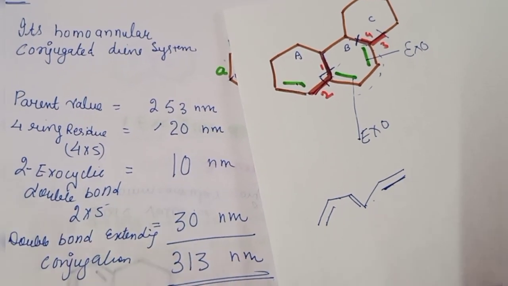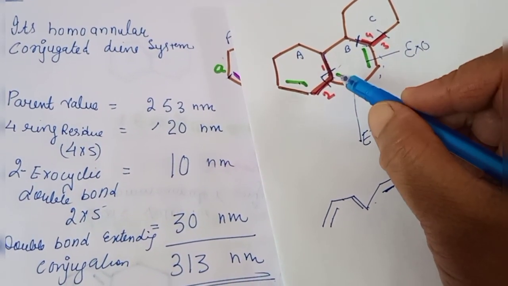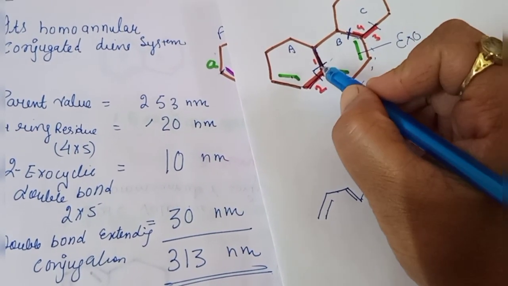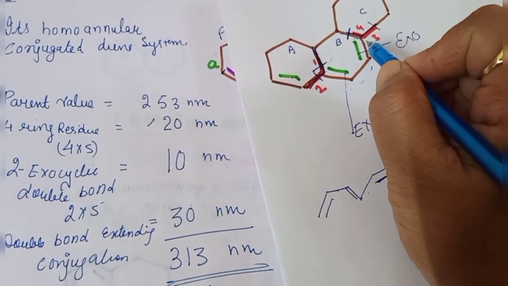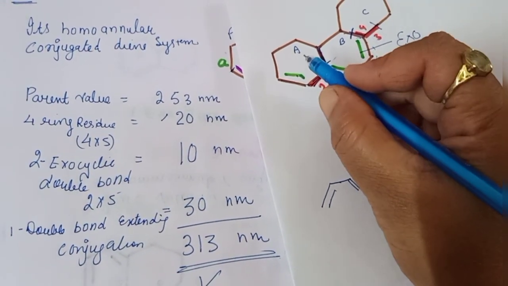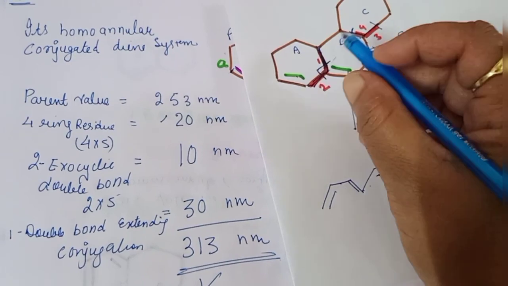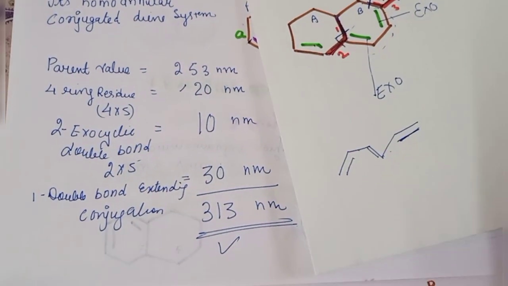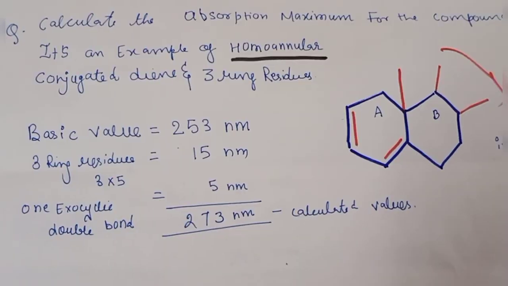The important thing is how you have to calculate the ring residue. You see directly attached part, so this is directly attached with the system. Second, this is third ring residue, fourth ring residue. Two exocyclic double bond, means this bond is for A ring and this bond is for the B ring, and one double bond extending the conjugation. So I hope this for example.